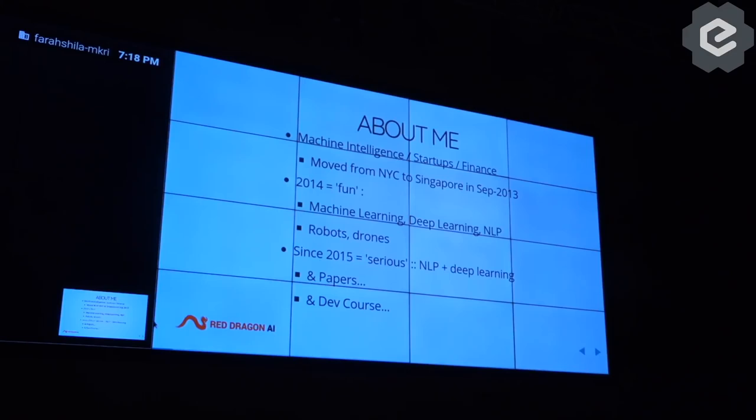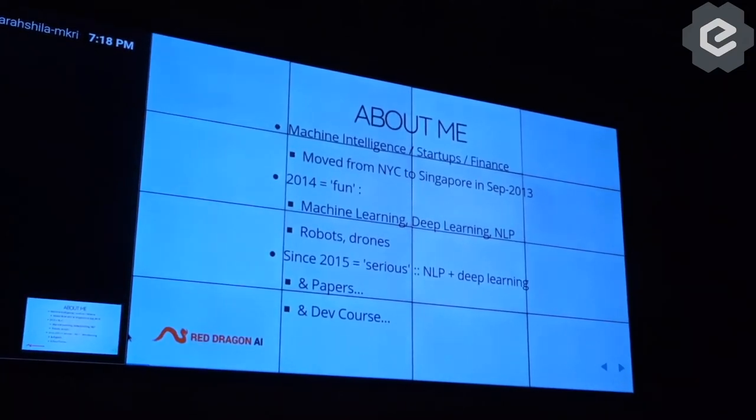So probably if you've been here before, you know something about me. I'm originally English. I moved from New York City in September 2013. 2014 was kind of a sabbatical year when I just focused on machine learning, deep learning, natural language processing, and did some robots and drones. But since 2015, I've been in kind of serious mode, doing natural language processing and deep learning. I've managed to write a few papers along the way.